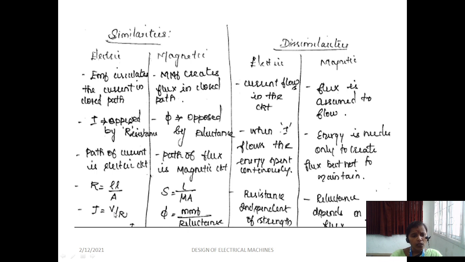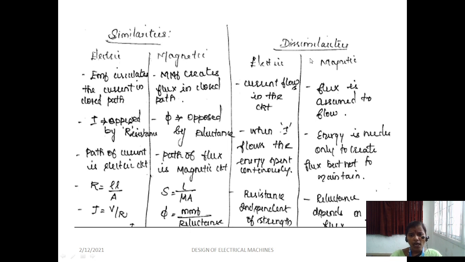and V in the electric circuit, that is voltage or EMF, is compared with the magnetomotive force MMF. Therefore, replacing voltage we can write MMF, and in the denominator in place of resistance we write reluctance. Okay, these are the 4 points that fall under the similarities of electric and magnetic circuit.